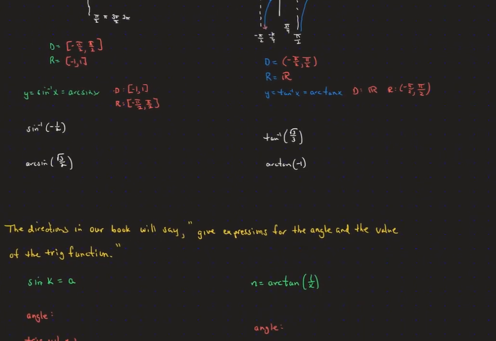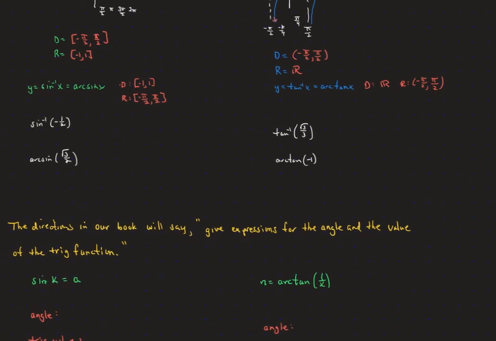Okay, see if we can make sense of this. Remember now, we're inputting a number between negative 1 and 1, and we are trying to output an angle. We want the angle whose sine is negative 1/2. That's what this means. Now, if we ignore the negative sign for a moment, the angle that makes sine equal to positive 1/2 is going to be pi over 6.